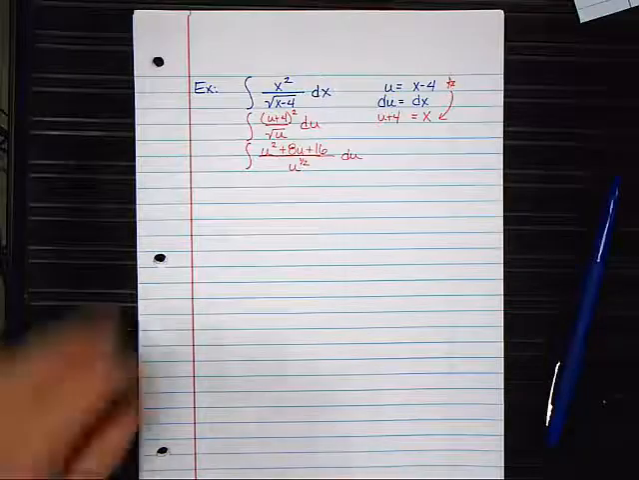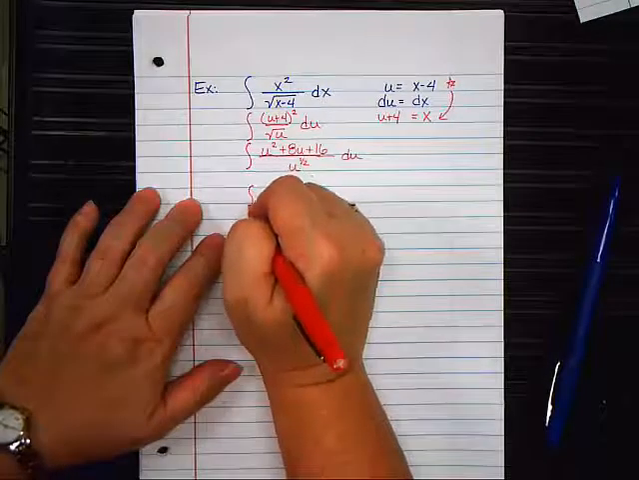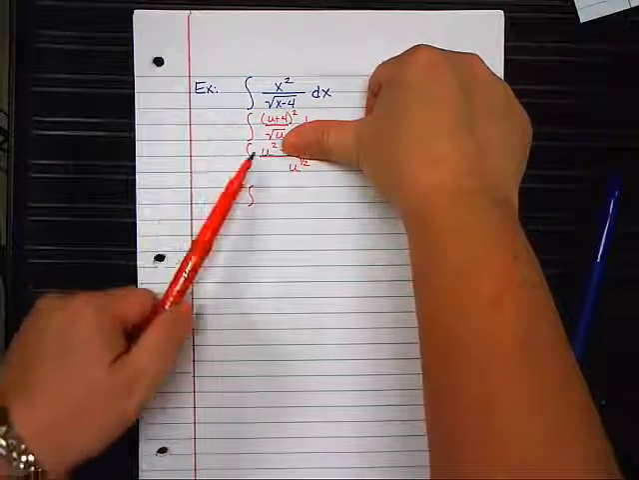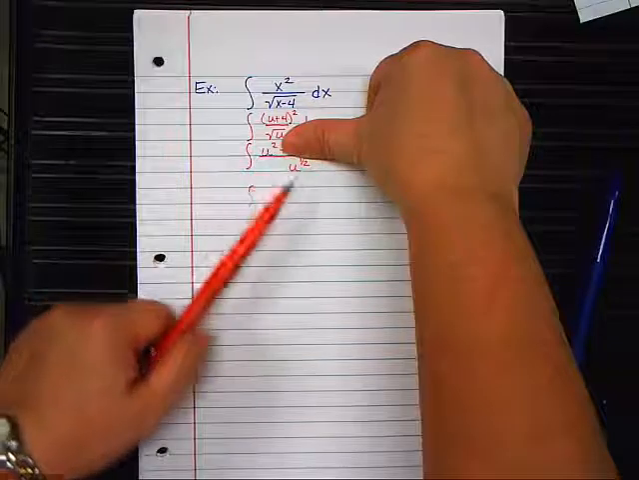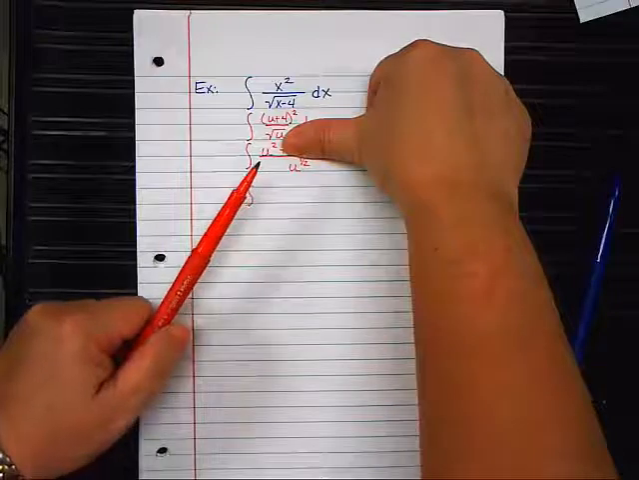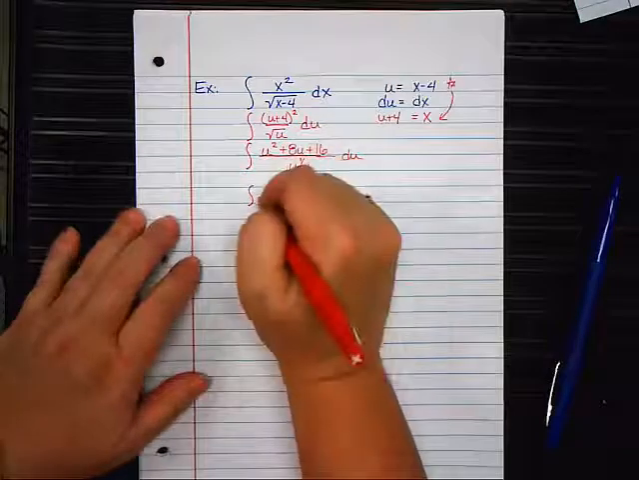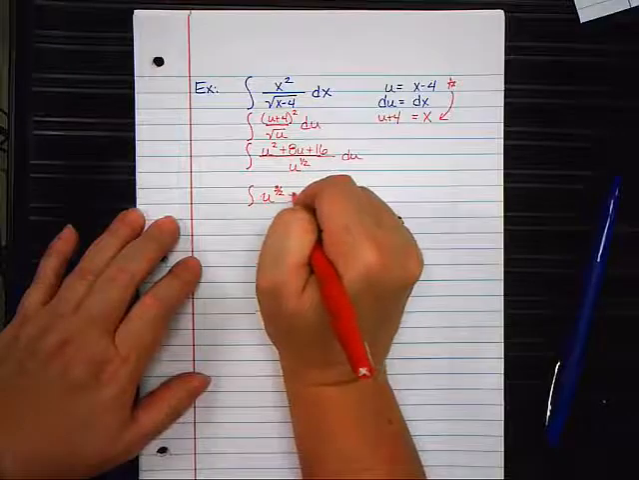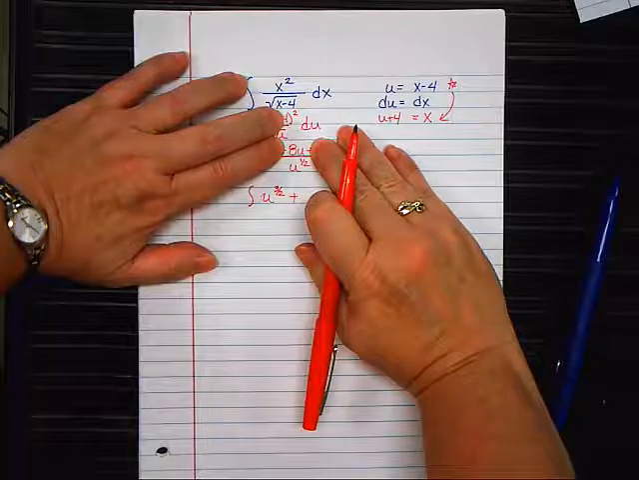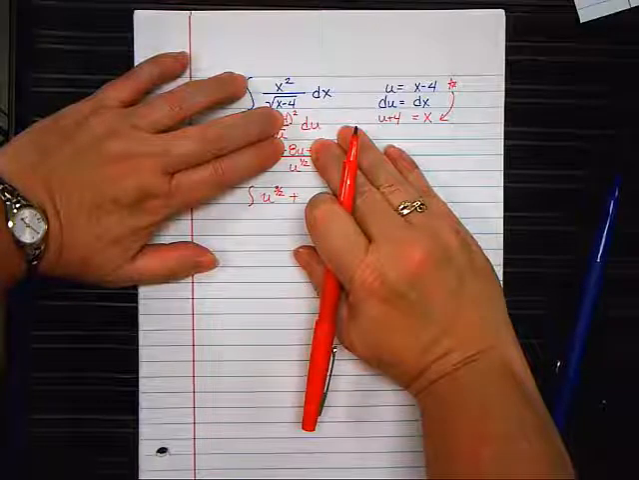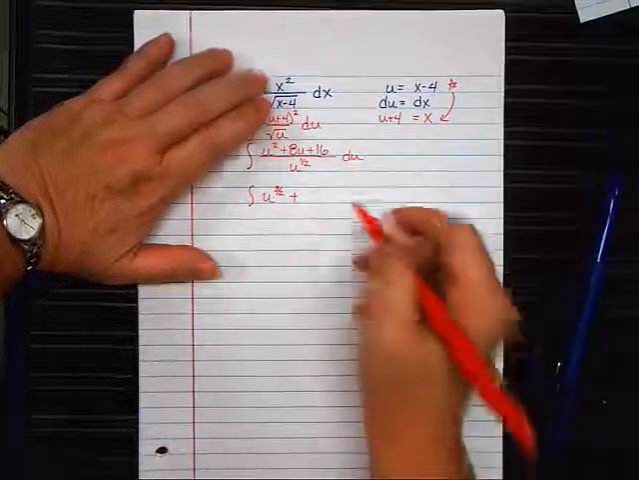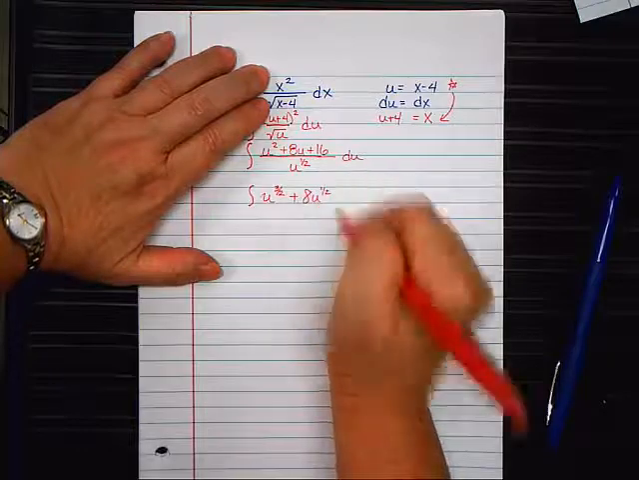Okay, now I need to take this and I need to break it. I'm not going to write it as separate fractions. I'm just going to use my finger and cover stuff up. When you have u's like this, what do you do to the exponents? Subtract them. What's 2 minus 1/2? 1 1/2, make it improper. 3/2. So the first one will be u to the 3/2. Plus, look at this, 8u to the positive 1 on top, minus 1/2, positive 1/2. 8u to the 1/2.